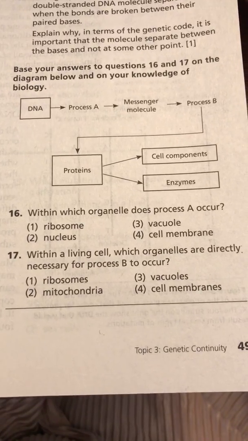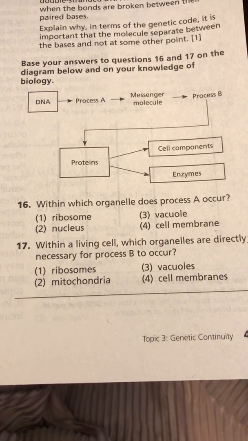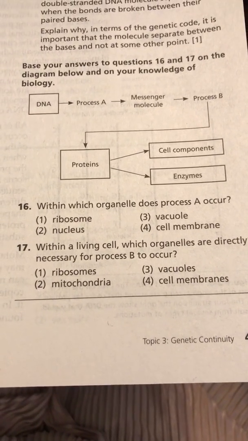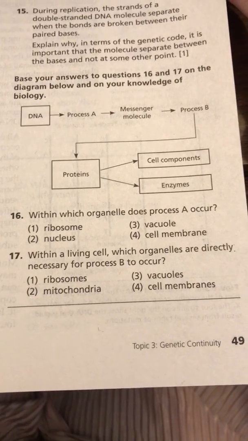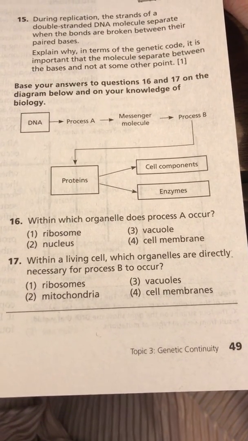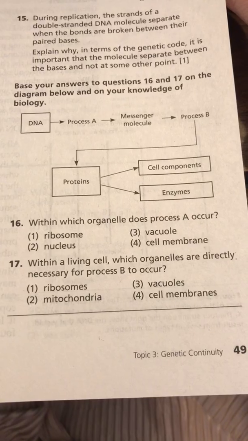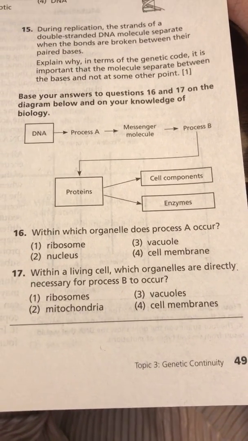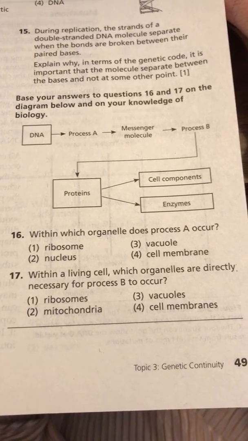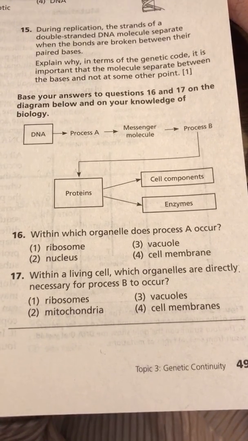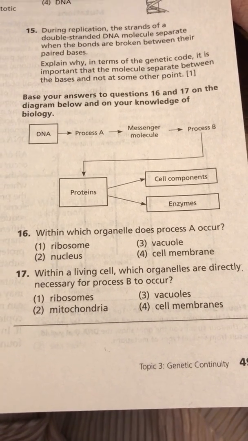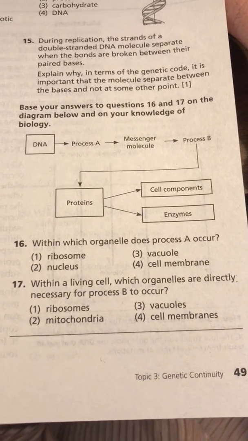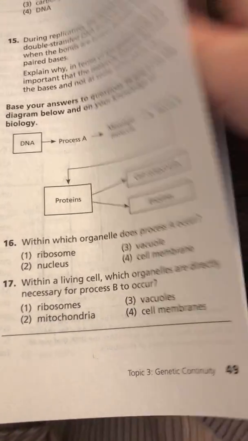Base your answers to questions 16 and 17 on the diagram below and on your knowledge of biology. 16. Within which organelle does process A occur? Ribosome, nucleus, vacuole, or cell membrane? 17. Within a living cell, which organelles are directly necessary for process B to occur? Ribosomes, mitochondria, vacuoles, or cell membranes?